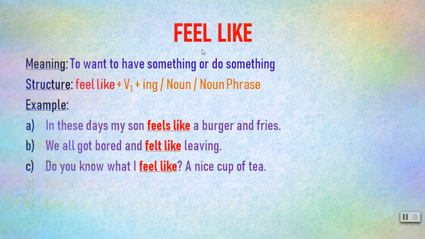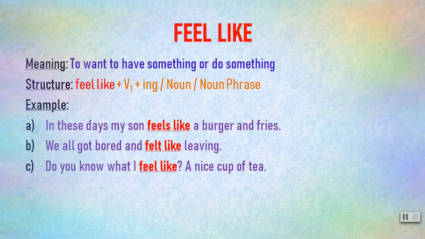Or you find a gap after the subject. Okay? So, to express our want to have something or do something. We would like to do something or we would like to have something. So, instead of that we can use feel like. The structure for it, feel like plus -ing connected verb or noun phrase.